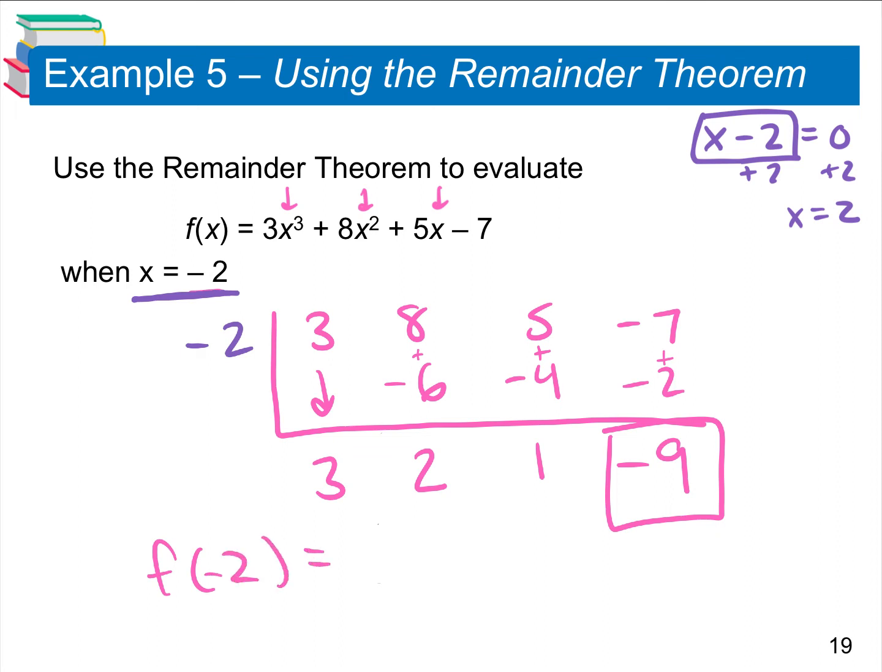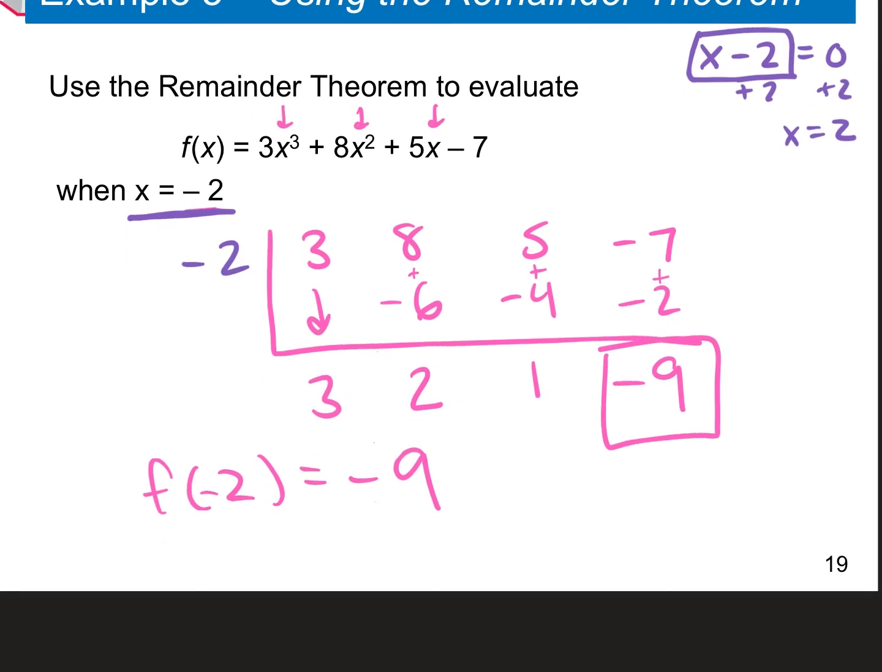If I would have plugged in -2 into all my x's, I would evaluate it and get -9. But instead we could just use the remainder theorem to give us that value. Oh, it's just the last one? Just the last one is your answer.